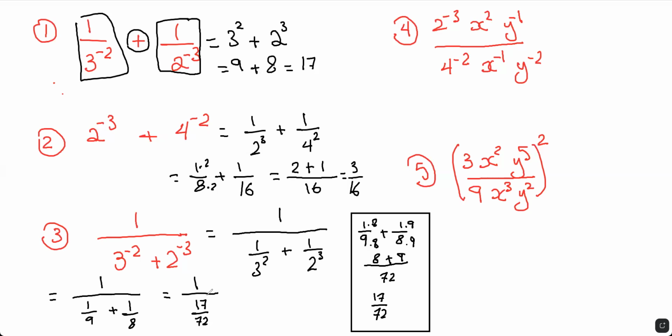Now, fractions mean division. So this fraction is the same as 1 divided by 17 over 72. When that's the case, we go 1 and we change the division to multiplication, and we flip the divisor. So we flip this, and that would be 72 over 17. 1 times anything will be just that same thing. So that final answer is 72 over 17.